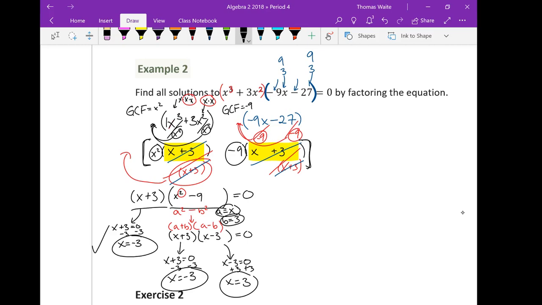So we found now at this point 3 different solutions. 1, 2, 3. Well, actually, we found 2 different solutions. One of them has multiplicity 2. We found 3 values of x that would make this true, from each of the 3 linear factors for this equation.